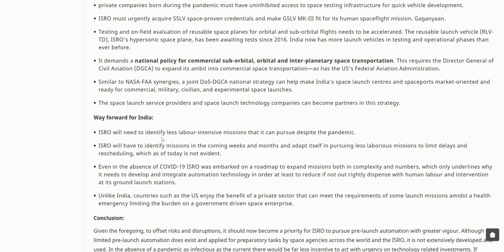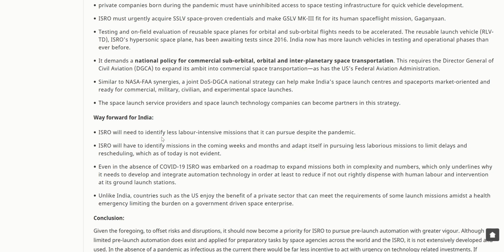ISRO will need to identify less labor-intensive missions that it can pursue despite the pandemic. ISRO will have to identify missions in the coming weeks and months and adapt itself in pursuing less laborious missions to limit delays and rescheduling, which as of today is not evident. Even in the absence of COVID-19, ISRO was embarked on a roadmap to expand missions both in complexity and numbers, which only underlines why it needs to develop and integrate automation technology in order to at least reduce, if not outrightly dispense with, human labor and intervention at its ground launch stations.